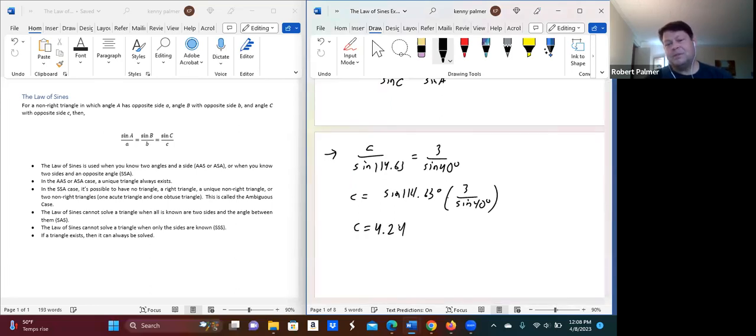Now, obviously, angle C is the largest angle, so it should have the largest opposite side, and it does, because the other sides were 2 and 3. Okay, so we have now solved that triangle.